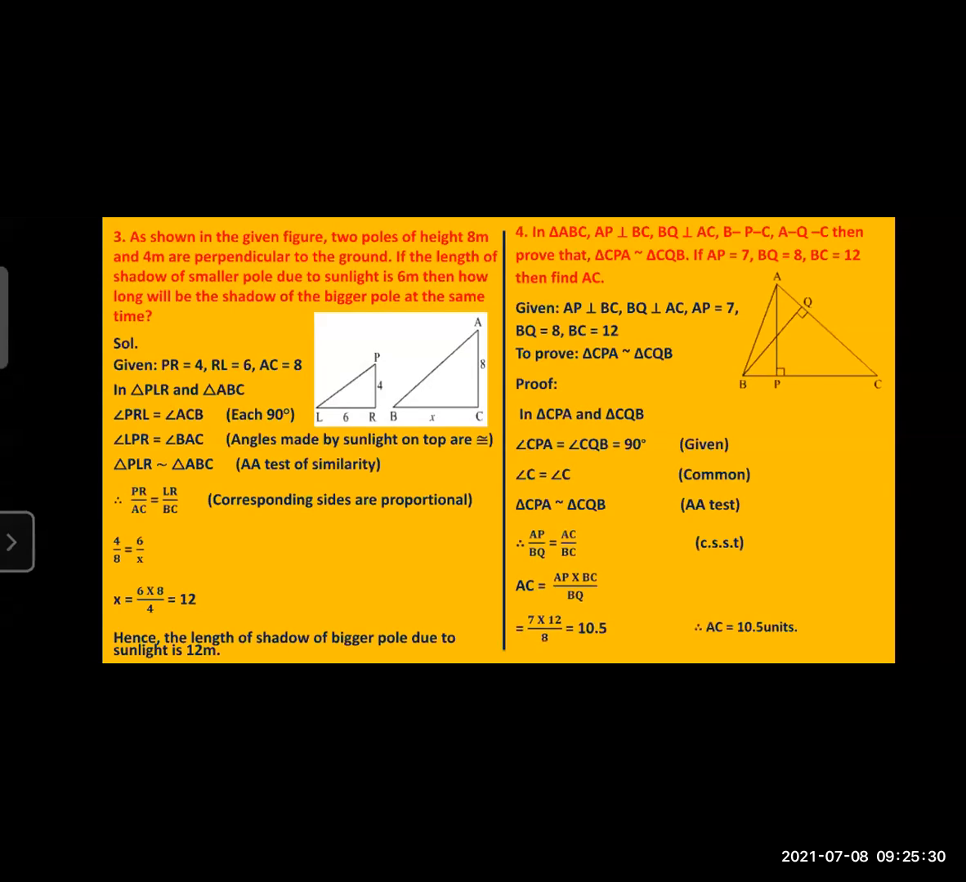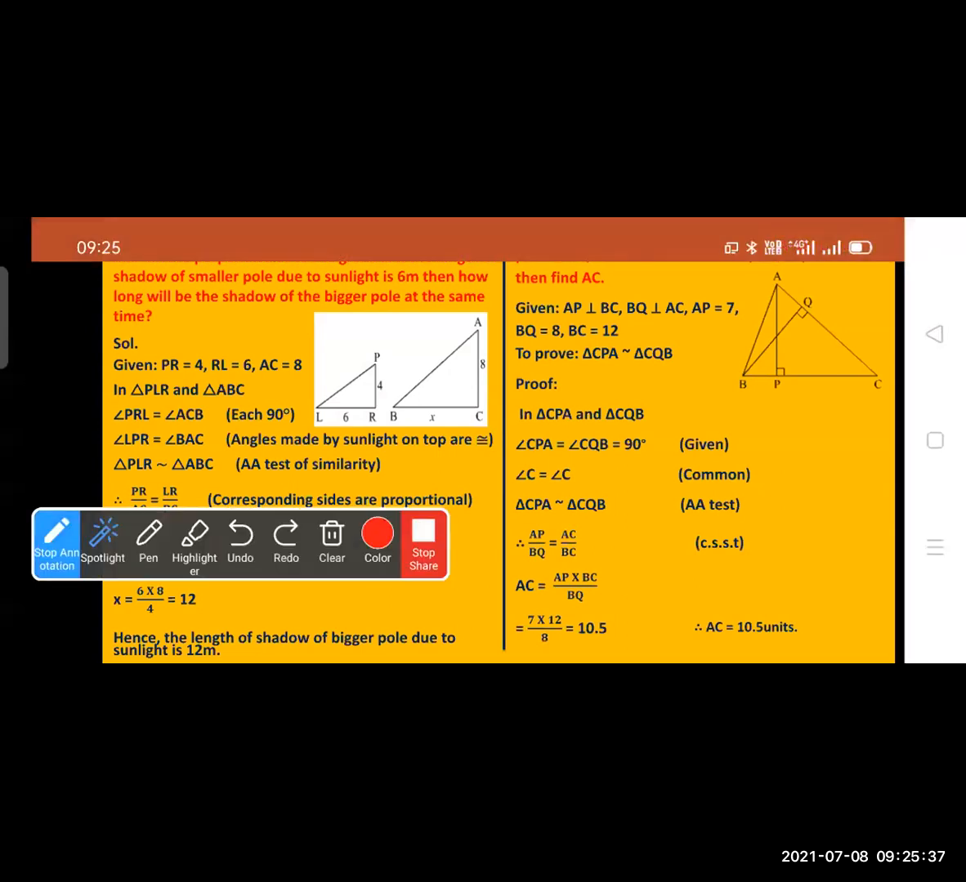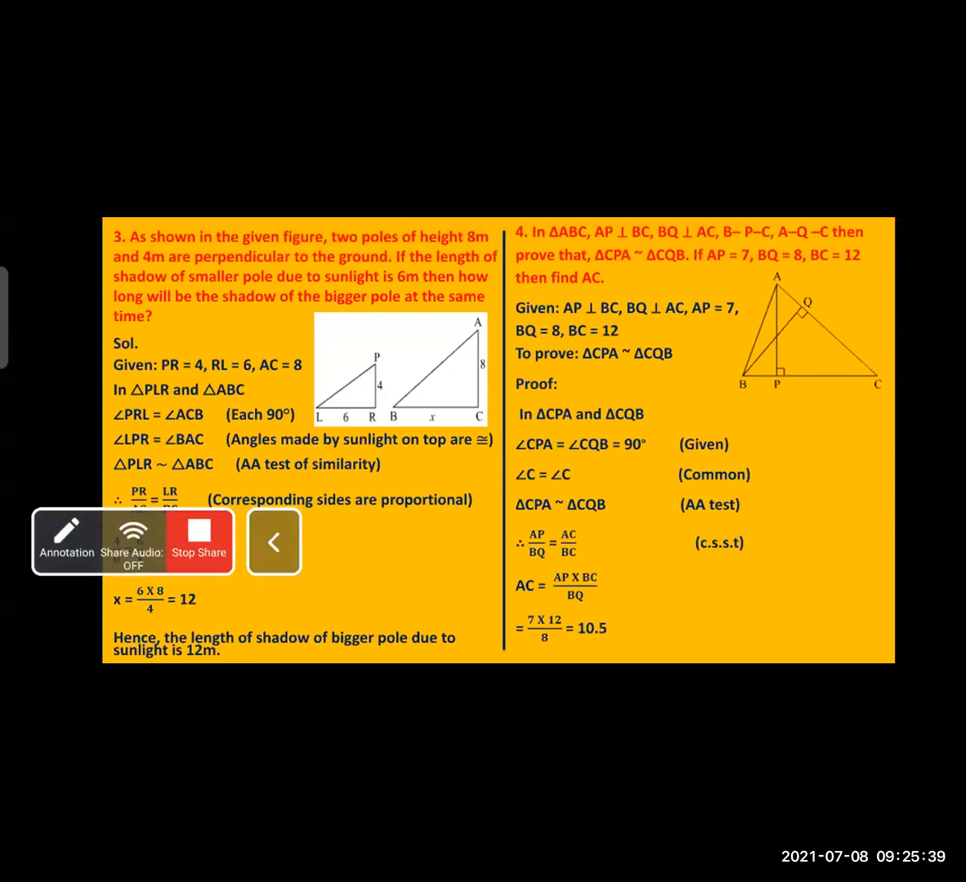Question number 4. In triangle ABC, AP is perpendicular to BC and BQ is perpendicular to AC, and PBC are collinear, AQC are collinear, then prove that CPA is similar to CQB. If AP is 7, BQ is 8, BC is given 12, and you have to find the value of AC.